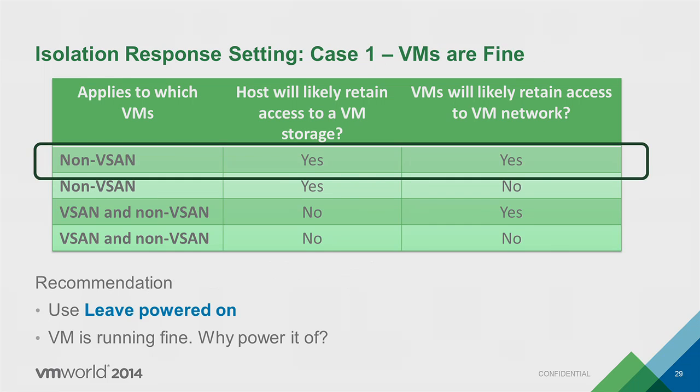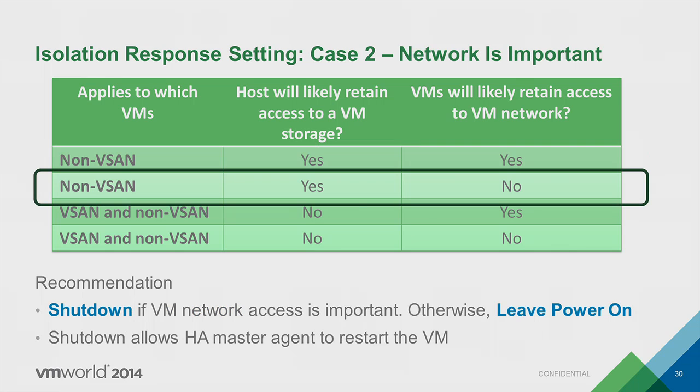The first case is very straightforward, very simple. It's a traditional VM, and in case of a network isolation, the VM is going to retain access to the storage, and the VMs have access to the network. Which means the VMs are running fine, so why power them off? Just leave them powered on. So the recommendation is to select leave powered on, which is the default option.